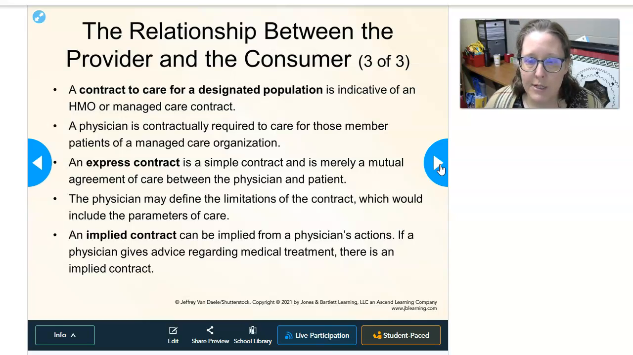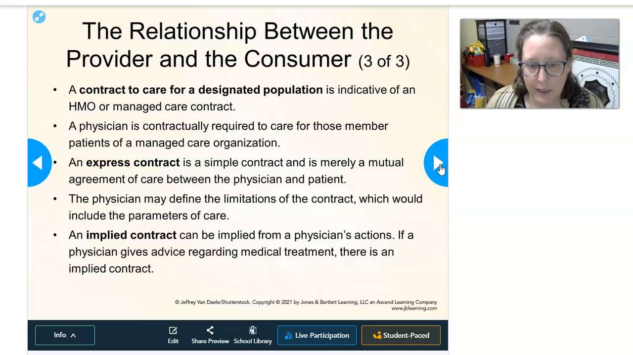But one that would be limited, for example, is if you were referred to an orthopedic surgeon for a surgery. Your contract would probably be limited to the pre-surgical stuff, the surgery, and then the post-surgical stuff, and then the contract would end sometime after that because you don't need to be constantly under their care.